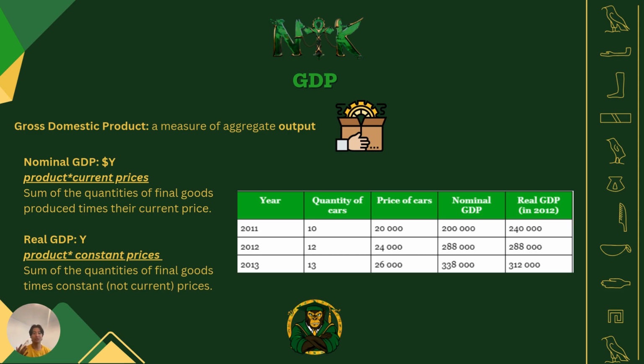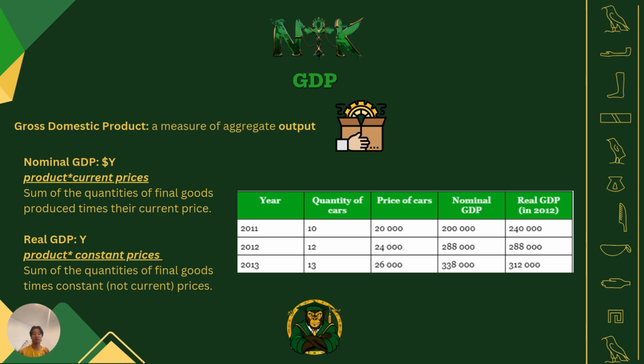So, what's GDP? GDP is the gross domestic product. It's a measure of aggregate output. In other words, it's a total output. It's the sum of the values of final products produced in an economy during a given period. So for example, a country that only sells bread and cars, well, the total value of the cars and the bread produced by the country during a year would be its GDP. It measures the overall value of all the final products.